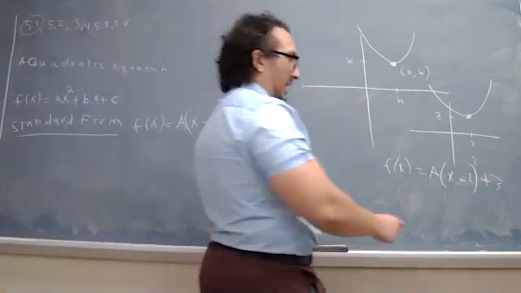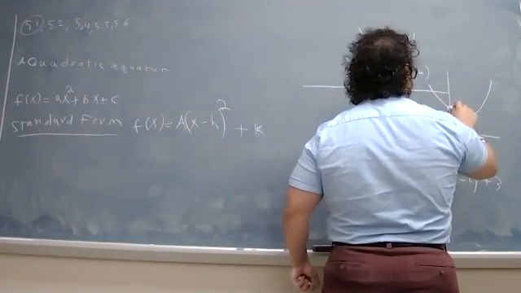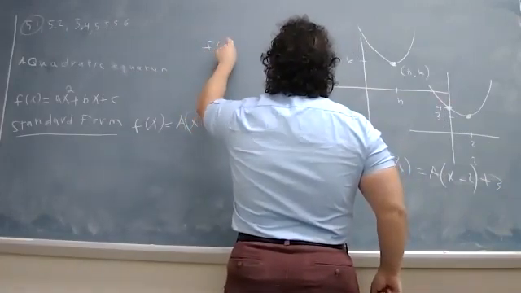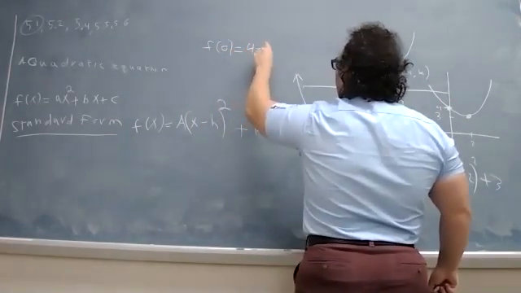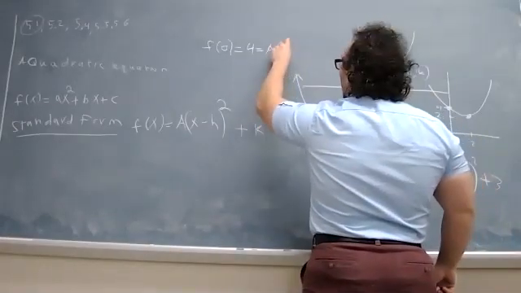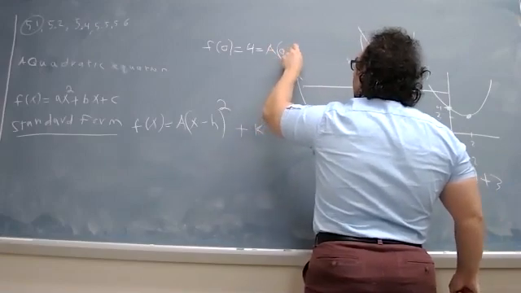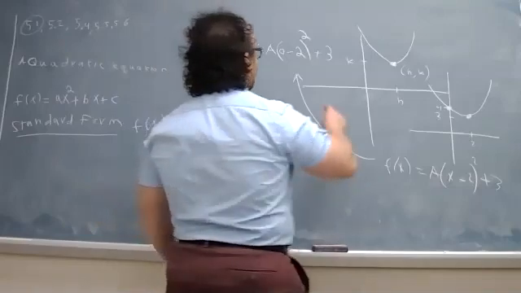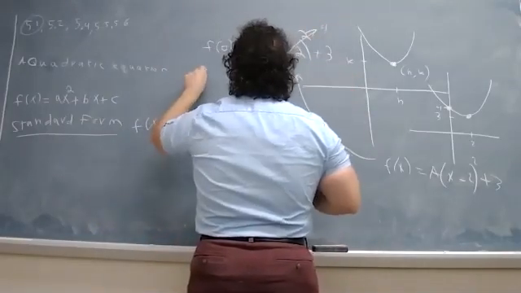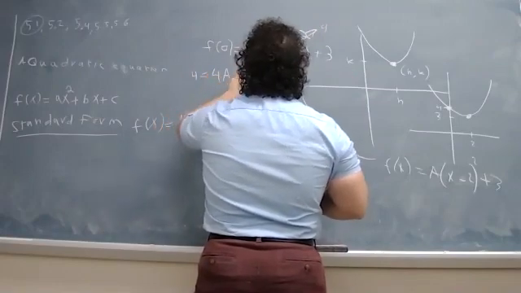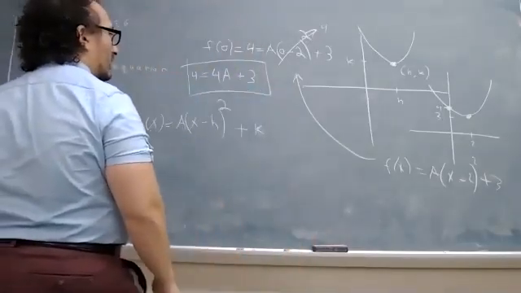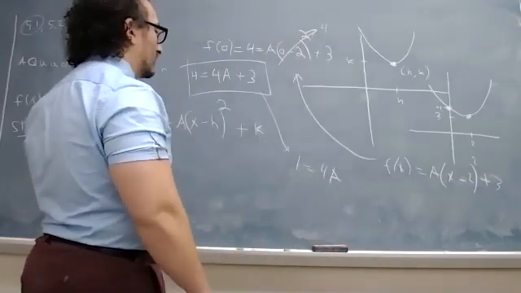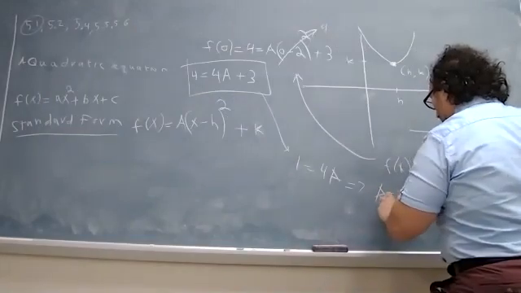To solve for this a, let's say we knew what the y-intercept was. Let's say this is the point 4. That would mean that f of 0 outputs a 4. But that is also equal to our unknown a multiplied times, it was x, but now it's 0 minus 2 squared plus 3. So now what's inside just becomes a positive 4. So we get 4 is equal to 4a plus 3. We can algebraically solve this by subtracting 3 from both sides. So I get 1 is equal to 4a, and then I divide both sides by 4, and I get a is equal to 1/4.